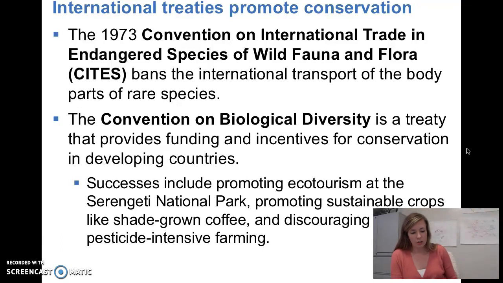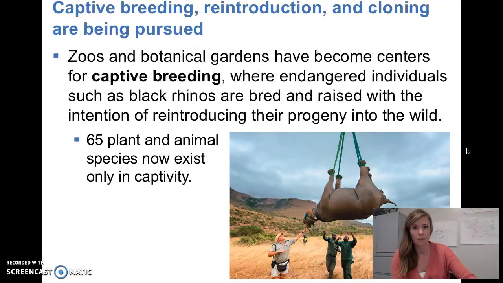Then there's the Convention on Biological Diversity, which was a treaty that provided funding and incentives for conservation in developing countries. So it's giving money to developing countries to help protect their wildlife and increase their biodiversity. There were some successes, including promoting ecotourism at the Serengeti National Park, promoting sustainable crops like shade-grown coffee, and discouraging the use of pesticides or intensive farming. Those are all things we do to protect what's still there.